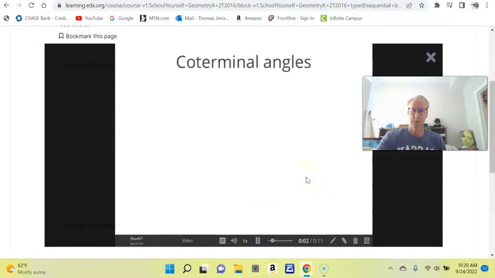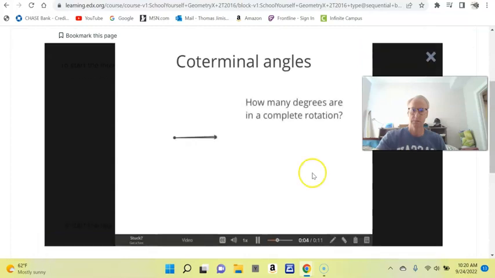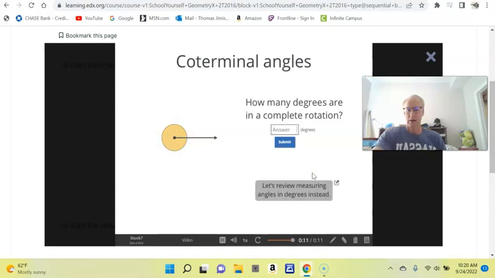Let's introduce coterminal angles. But first, do you remember how many degrees are in a complete rotation, like this one here? If not, click down here to review. Well, all the way around the circle is 360 degrees. Keep in mind that that's also the same as 0 degrees or 720. If you go around twice, it still looks the same. And if you go around 3 times, it still looks the same, 1080, and so on.